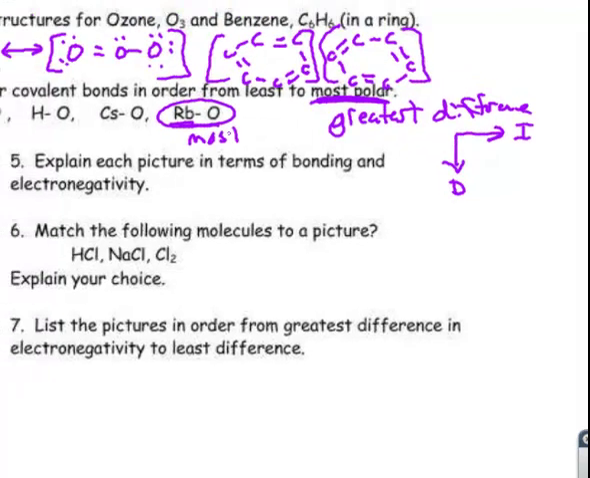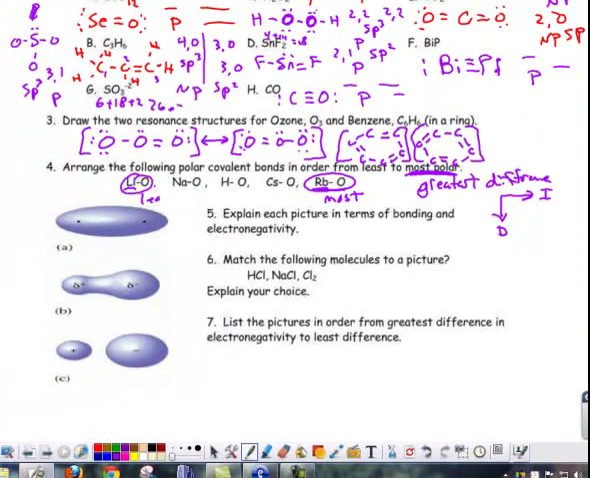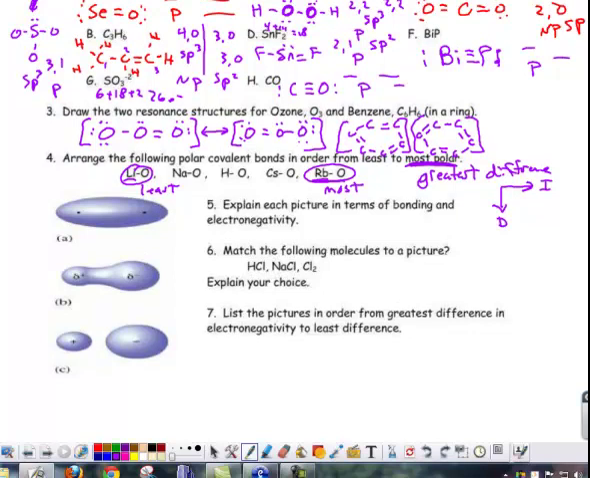So this is the most polar, and down here would be the least. If I ask this, as I did on the quiz, the most ionic, that would be the same as this, the greatest difference. If I asked for the most covalent, it would be the exact opposite because it would be the least difference. All right, explain the picture in terms of bonding and electronegativity.